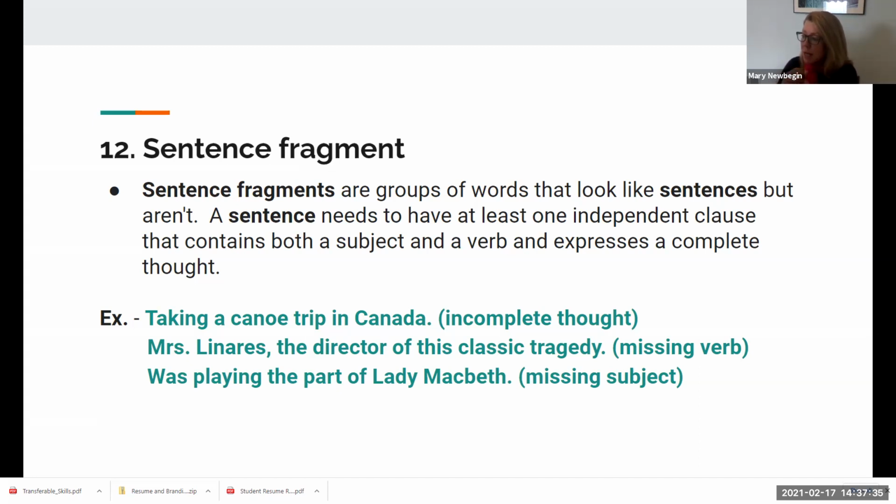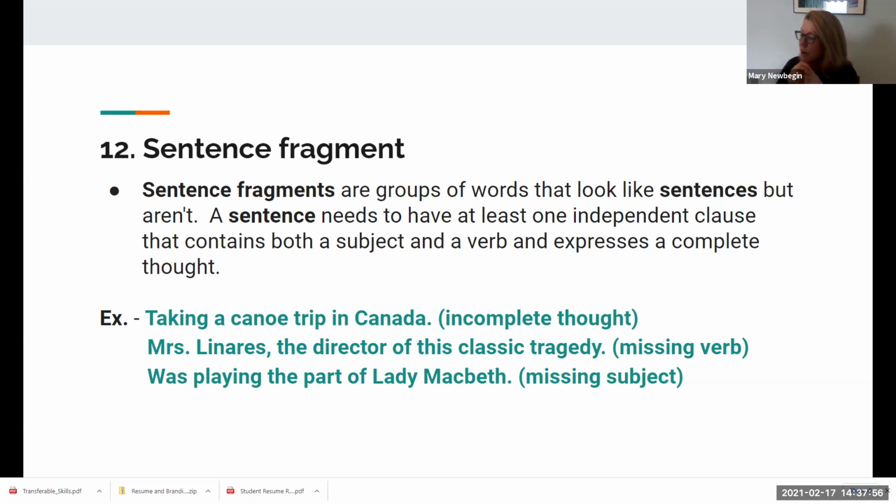So, "taking a canoe trip in Canada." Incomplete thought. What about it? I could have said, "Taking a canoe trip in Canada, Teresa dropped her paddle in the lake and there were snapping turtles," something like that. Then you would have the full idea that there was trouble.